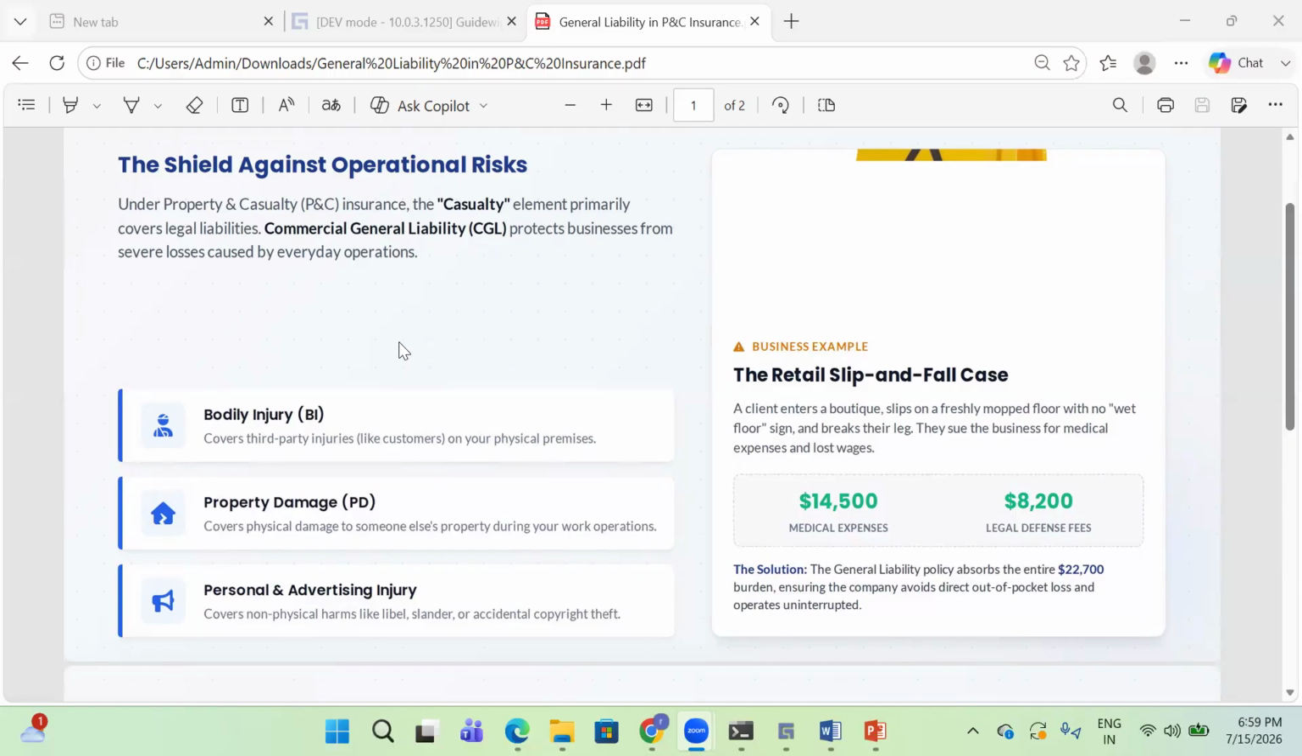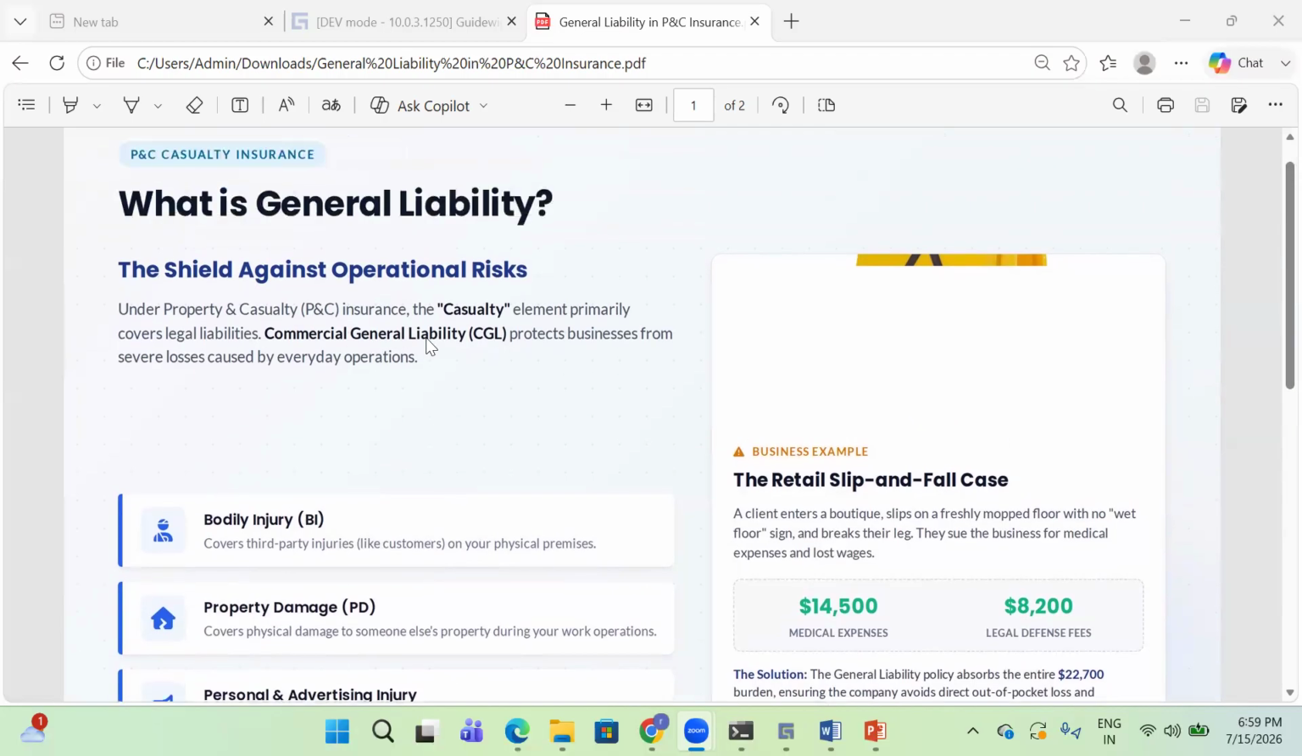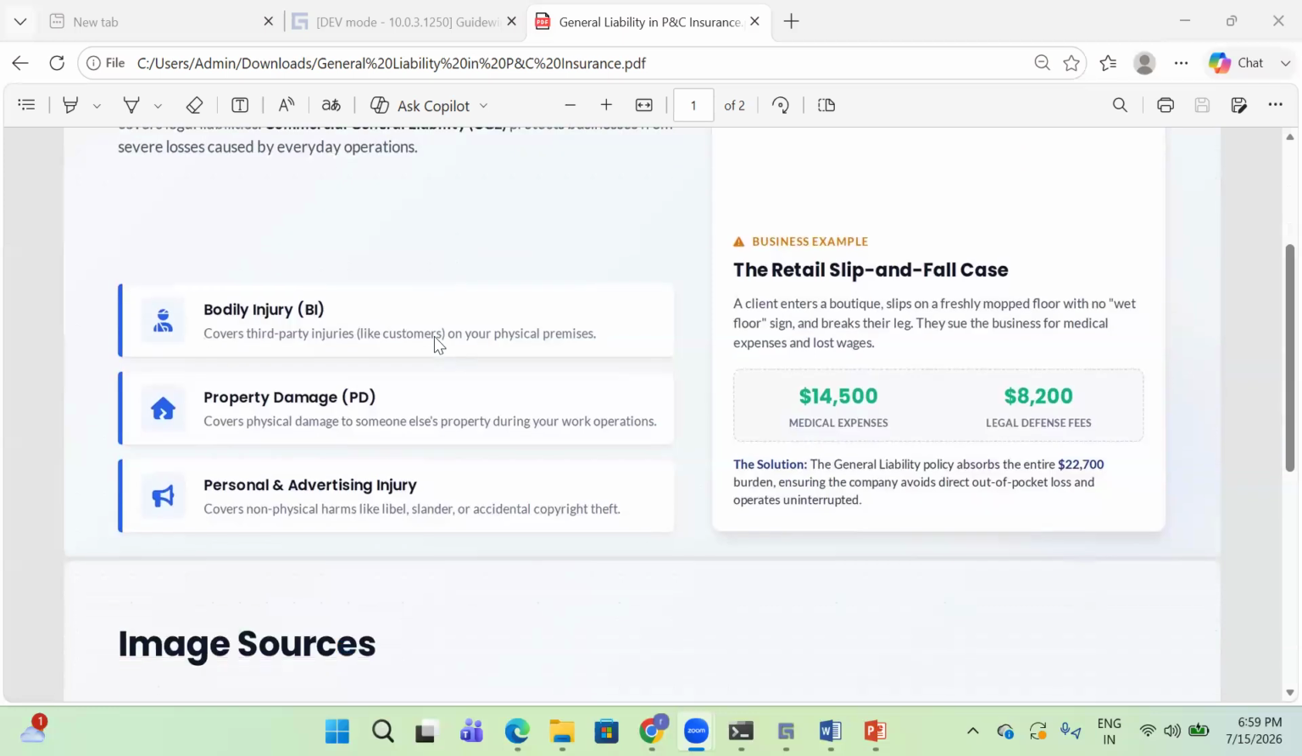Now, if they sue the business for medical expenses and loss of wages, this is part of bodily injury, because the client went into the boutique where there was no wet floor warning, and unfortunately slipped and broke their leg. This will be covered under general liability, including the medical expenses and any legal defense fees. Everything will be covered.